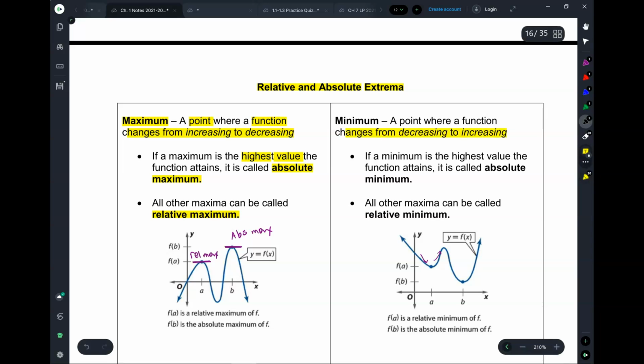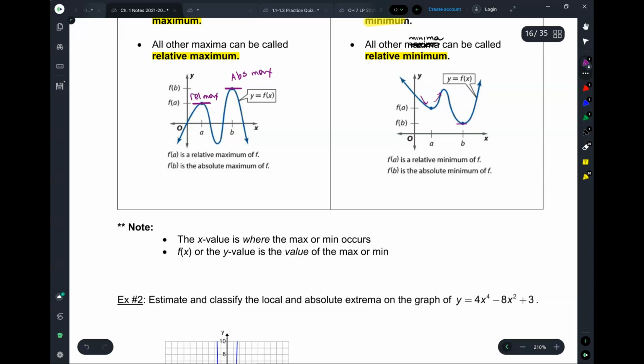If the minimum is the lowest value that the graph attains, it is called absolute minimum. All other minima are called relative minimum, okay? So here, this is the absolute lowest point of the graph. It's called an absolute minimum. This is also a minimum here, but it's only a relative minimum.